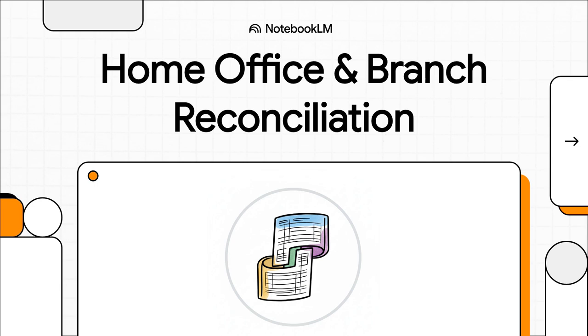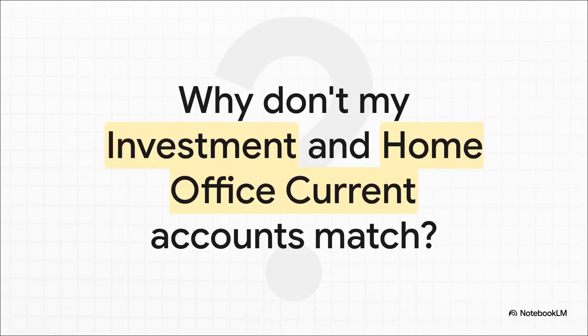are in the perfect spot. Today, we are cracking the code on home office and branch reconciliation. Let's do this. You know that feeling, right? That little jolt of panic when you're looking at your trial balance and the two accounts that are supposed to be perfect mirrors of each other just aren't. It's that classic accounting headache. But trust me, we are about to turn all that confusion into total confidence.